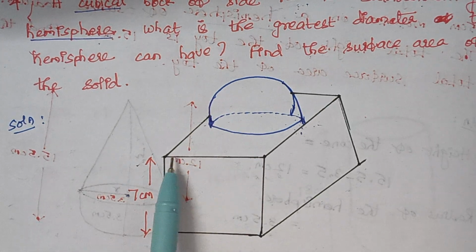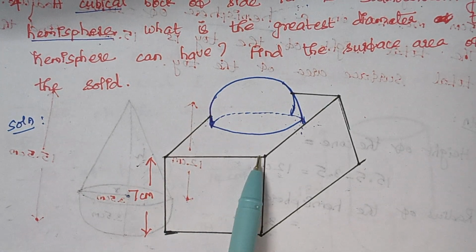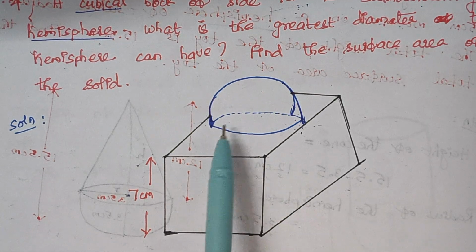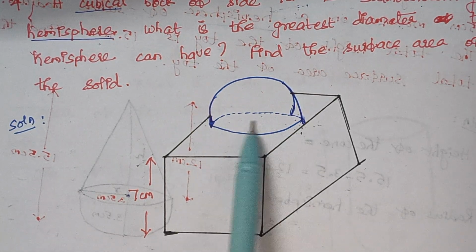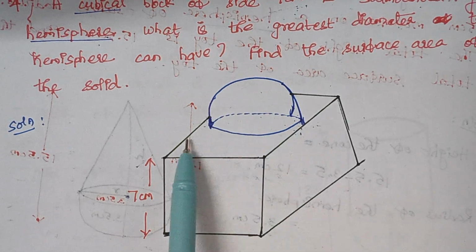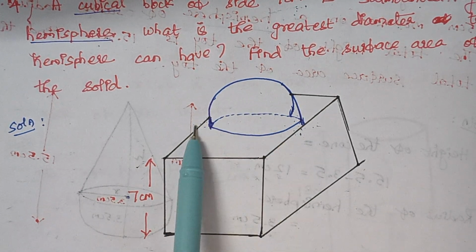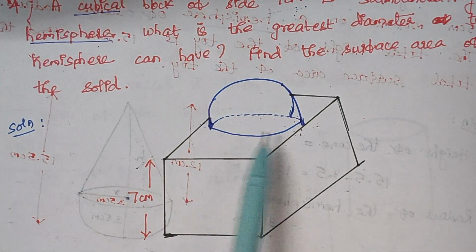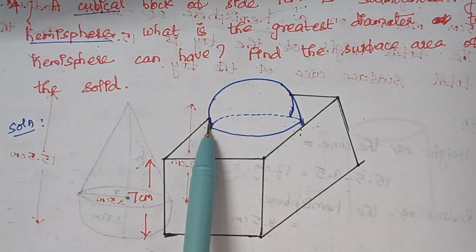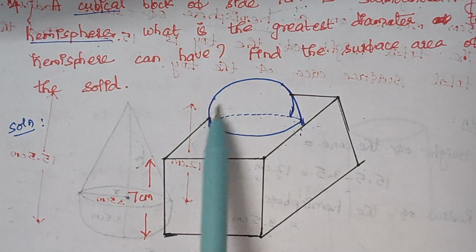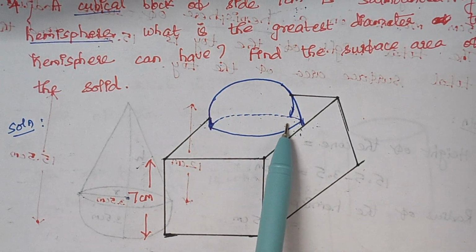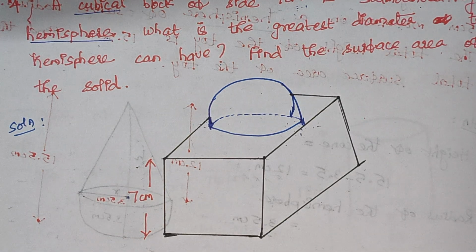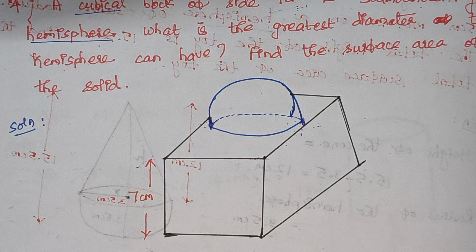So you see, the side of the cube is 7 centimeter, right? Similarly, you see the diameter of the hemisphere can be 7 because it connects these two sides, right? So here the length is 7 centimeter. Obviously the greatest diameter, or the maximum value of diameter this hemisphere can have, is 7 centimeter, right? Now we have to proceed with the surface area of the solid.